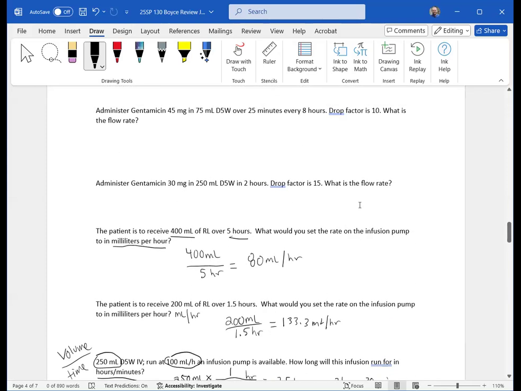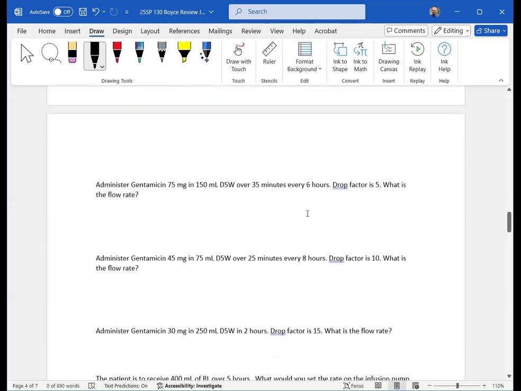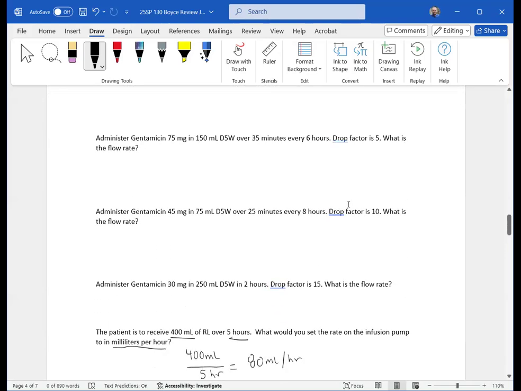All right, let's look at some of these drop rate questions. I'm going to work through the three gentamicin questions here. Again, if you have a question, just type it into the chat or raise your hand and let me know, and we'll get your question answered. If not, I'm just going to keep doing these reviews.